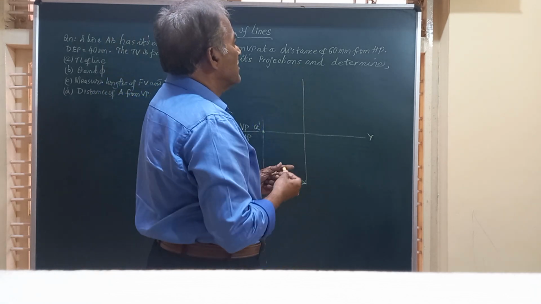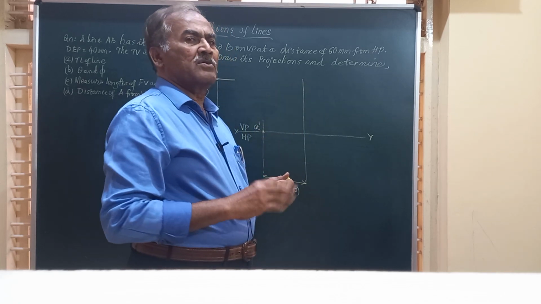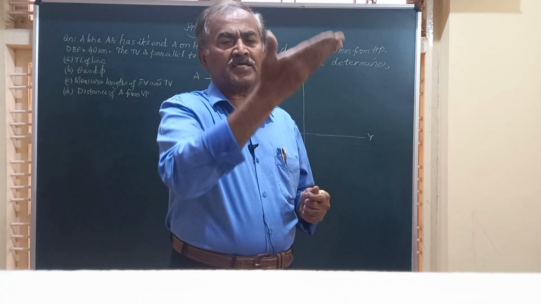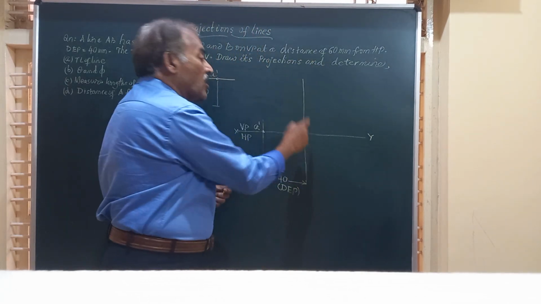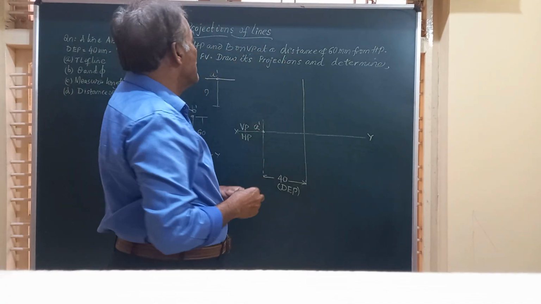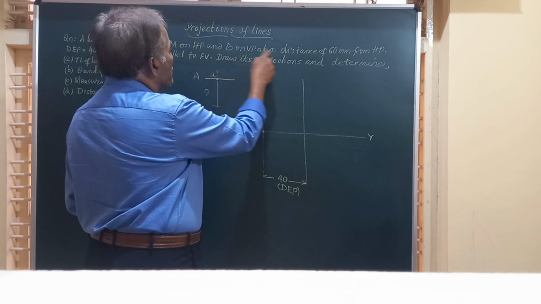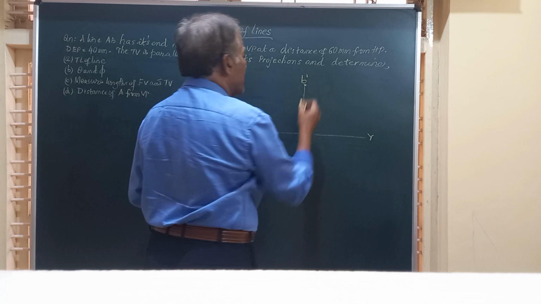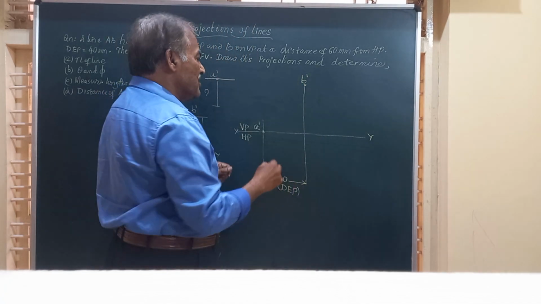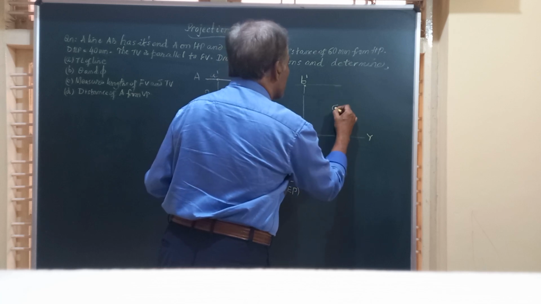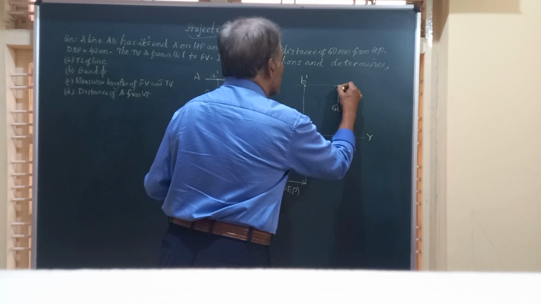The end B is on VP. Whenever the point is on VP, its top view is seen on XY and its front view is seen above the XY line, whatever may be the distance of that point from the HP. It is specified in the problem that B is on VP at a distance of 60 mm. So I will mark this point B dash, the front view of the end B of the line AB, at a distance of 60 millimeters. That is specified in the question.